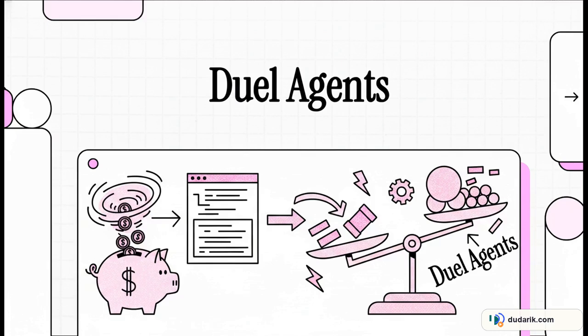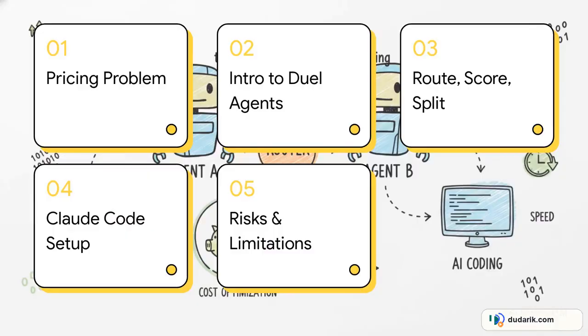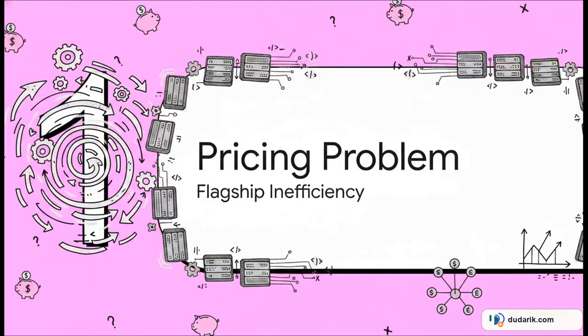It's an IDE-native routing layer called Duel Agents, and it's looking to fundamentally change how we actually pay for AI generations. All right, let's just lay out our roadmap really quick. First, we'll hit the flagship pricing problem. Then, introducing Duel Agents, move into route, score, and split, do a quick Claude Code setup, and finally cover the risks and limitations.